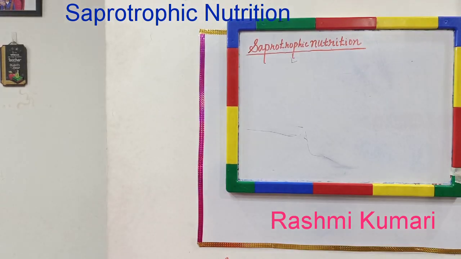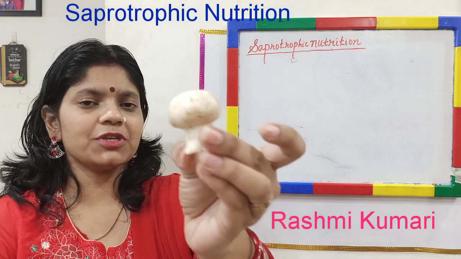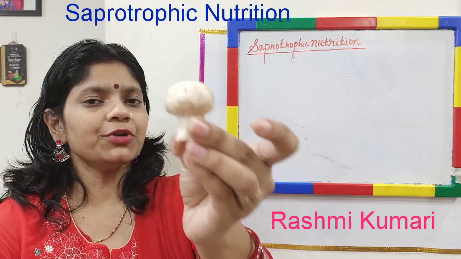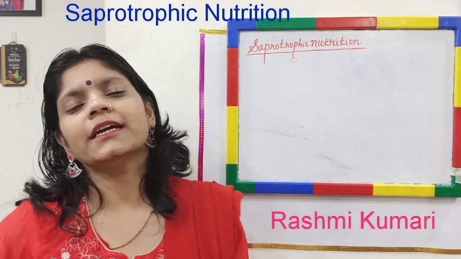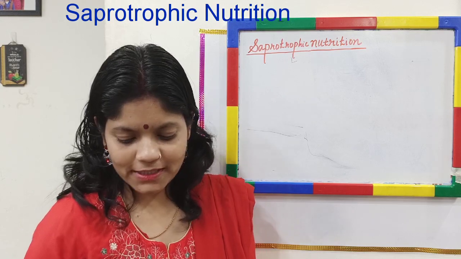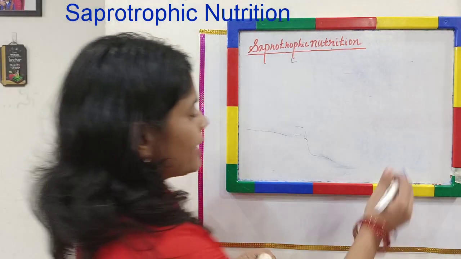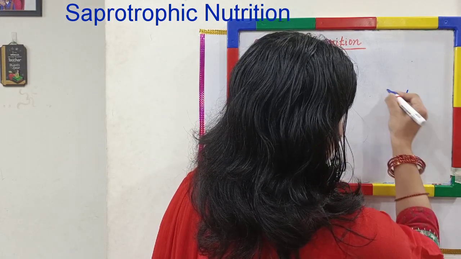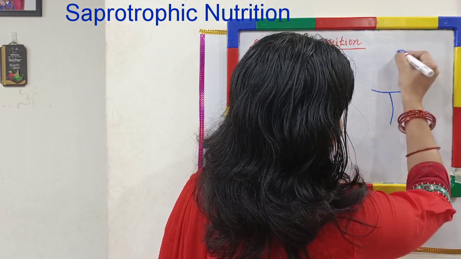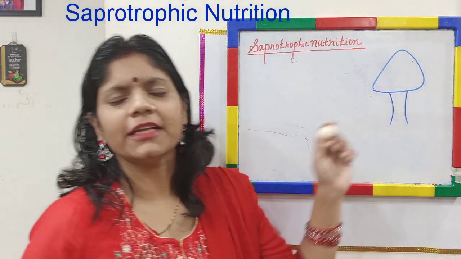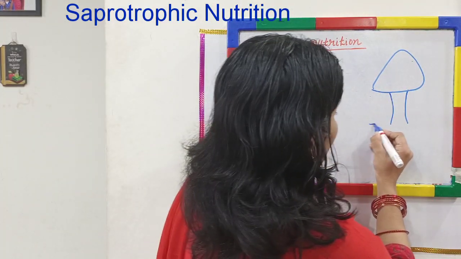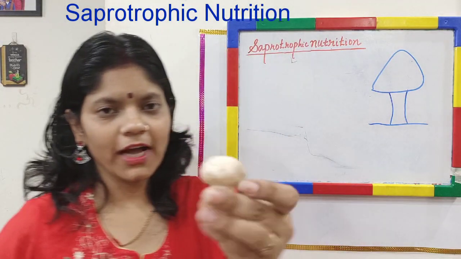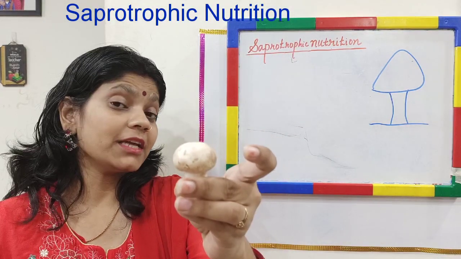So, do you find these mushrooms similar to plants or similar to animals? You may say that they are similar to plants because they are fixed to the ground. So they are like, looking like this and they are fixed to the ground. So are they similar to the plant? Can they make their food?